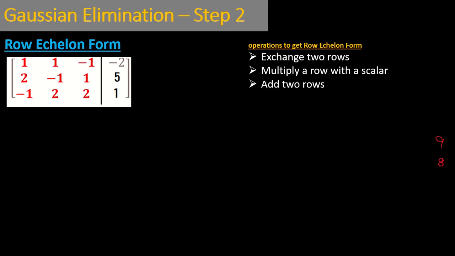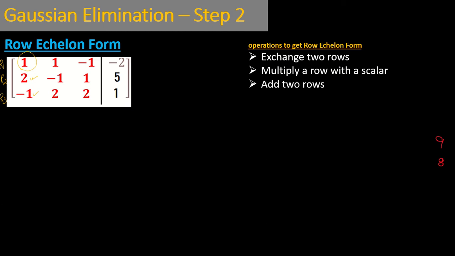So how do we convert? Let's take this example. This is our augmented matrix, and this is row 1. We represent it like this. This is row 2, and this is row 3. And fortunately, the first element itself is 1. So what is the next step? We have to convert the remaining two elements in the same column to 0.